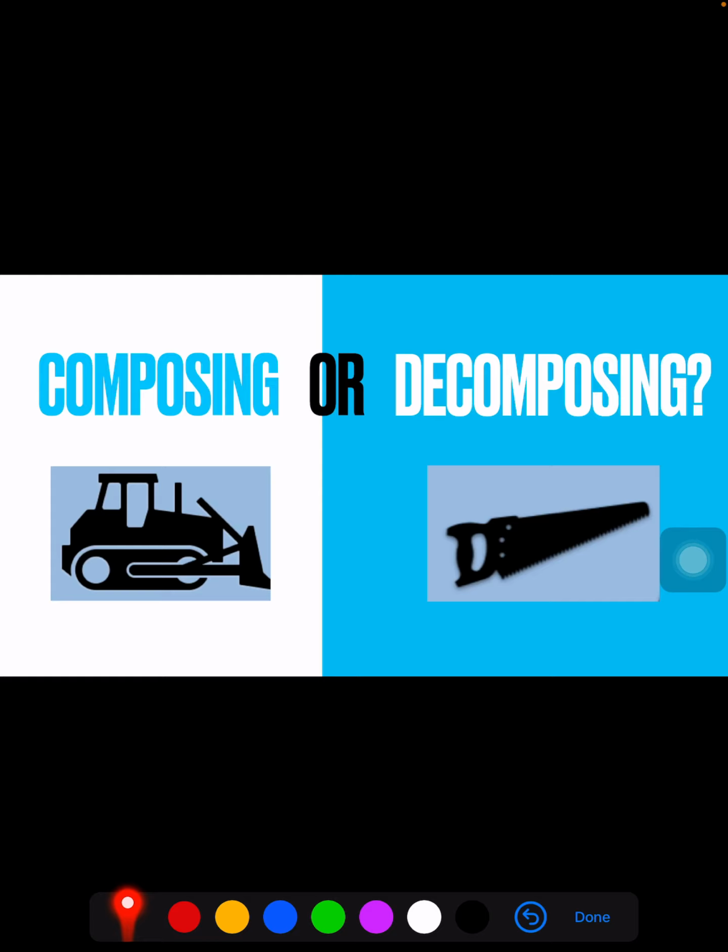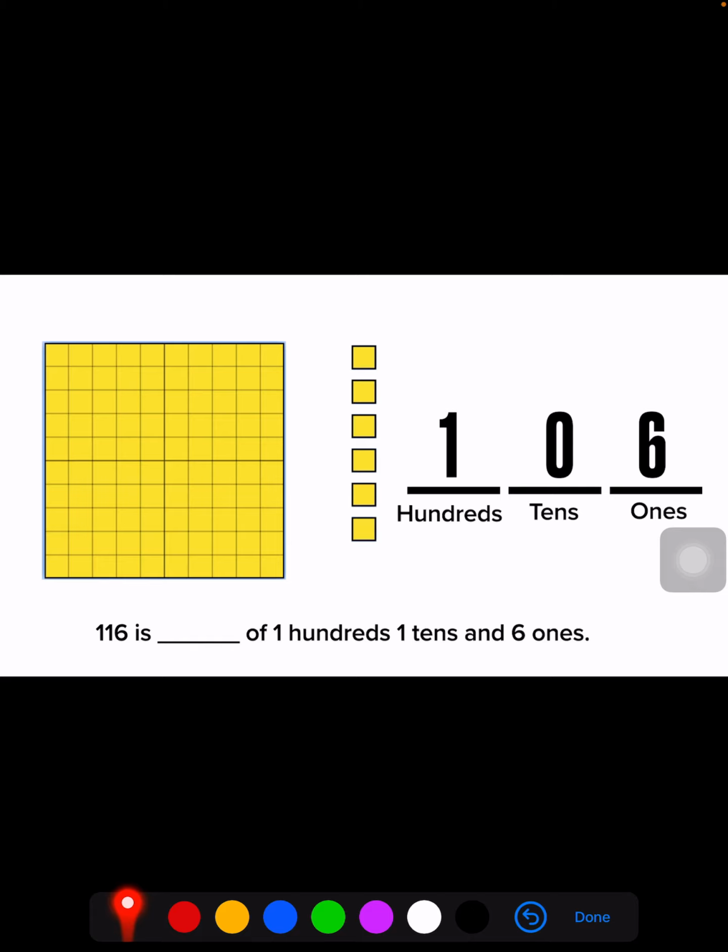Now, I'm going to show you a completed either composed or decomposed number, and I want you to think in your brain, was I bulldozing that number and taking smaller parts to make a total amount and compose it, or was I using a saw and cutting a number into smaller parts? Let's look at the first example. You'll see this amount right here. Are we composing, or did they decompose this number?